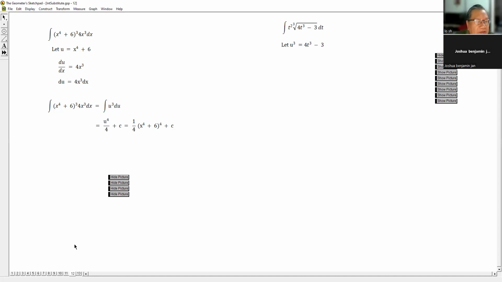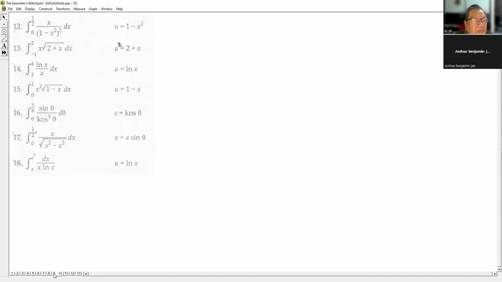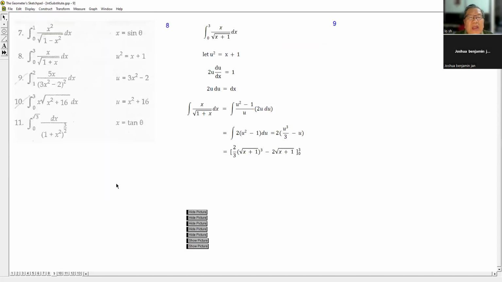Now, in our previous example here, when we encounter the square root, like this, right? Like this, sorry. So I don't call u equals to x plus 1. I call u square equals to x plus 1.